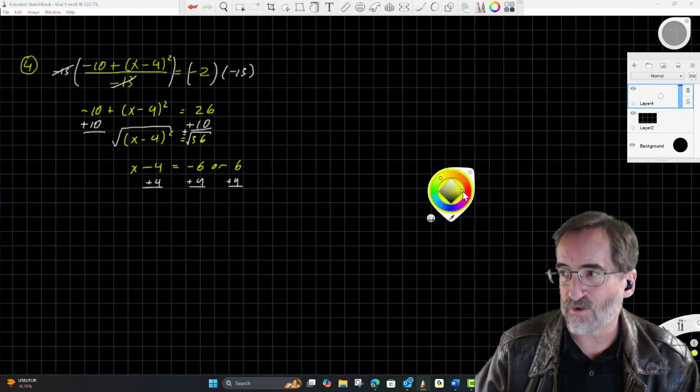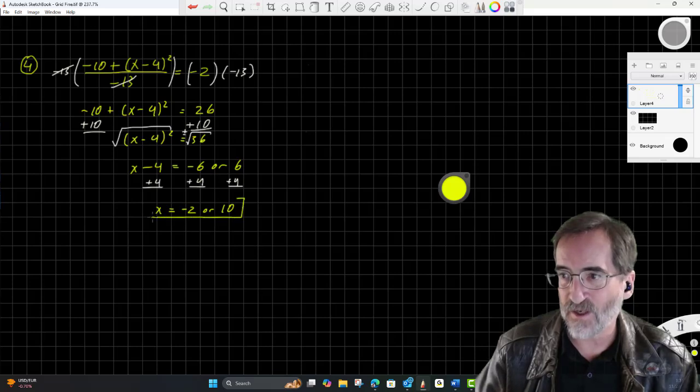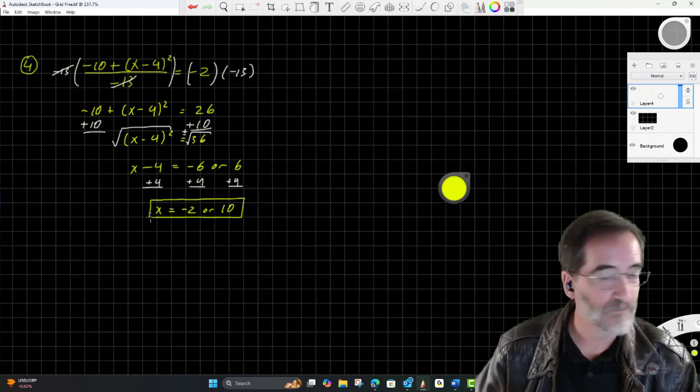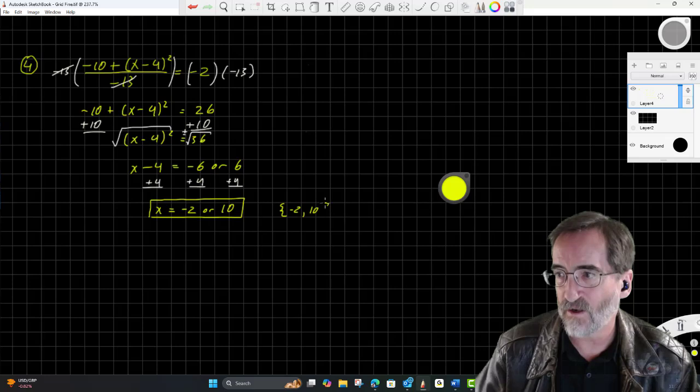So x equals -6 plus 4 is -2, and 6 plus 4 is 10. So our solution set is -2 or 10. We would give it as a solution set in curly braces, -2 or 10, like that. All right.